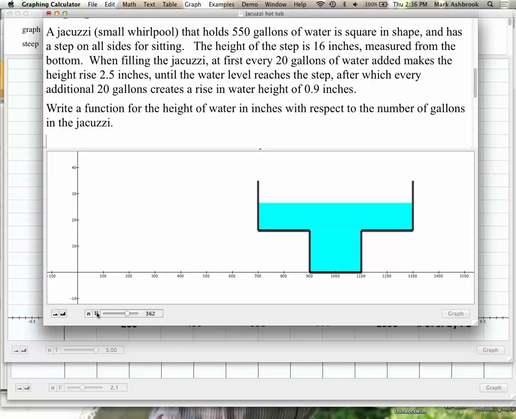Is just the step 16 inches or the whole thing 16 inches? The step is 16 inches, bottom up. You're not giving that information. The step is 16 inches from the bottom. The height of the step is 16 inches measured from the bottom of the pool.